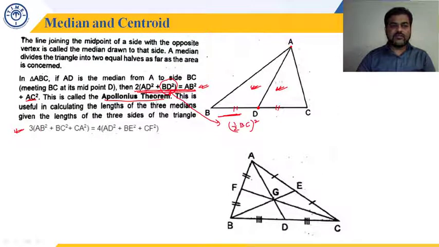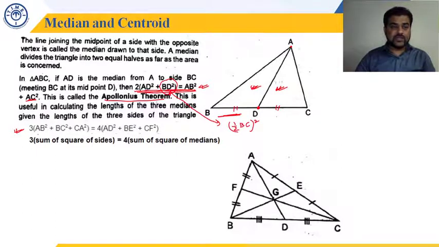So you get 3 times AB square plus BC square plus CA square will be equal to 4 times AD square plus BE square plus CF square, which is basically nothing but, if you look at the left side, AB square plus BC square plus AC square is sum of squares of the sides, and here you have AD square plus BE square plus CF square is sum of squares of the medians. So in any triangle, 3 times the sum of square of sides will always be equal to 4 times the sum of square of medians. So this property comes from Apollonius theorem.